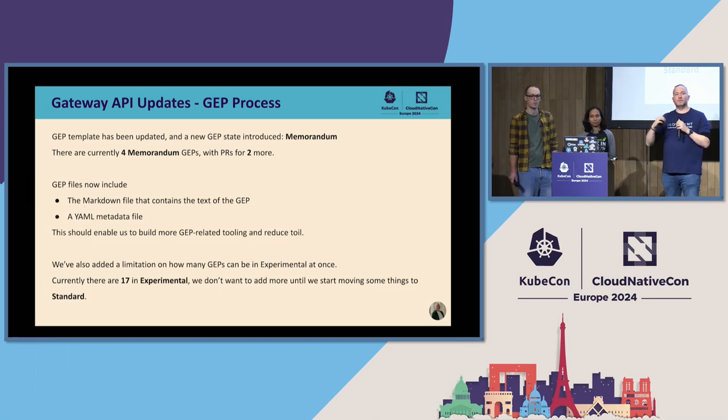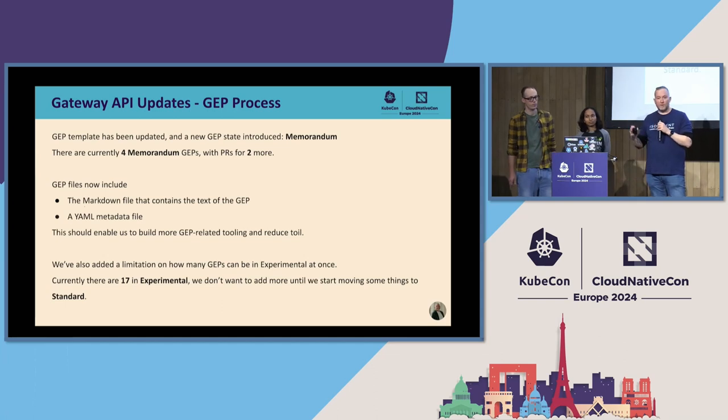Our current GEP process has us run through a series of stages that eventually ends up with the GEP graduating to standard, which means that it is now ready to use and is fully implemented in the API. The memorandum GEP is a way to record that the community has talked about something and we're now in agreement, and so that agreement is recorded.